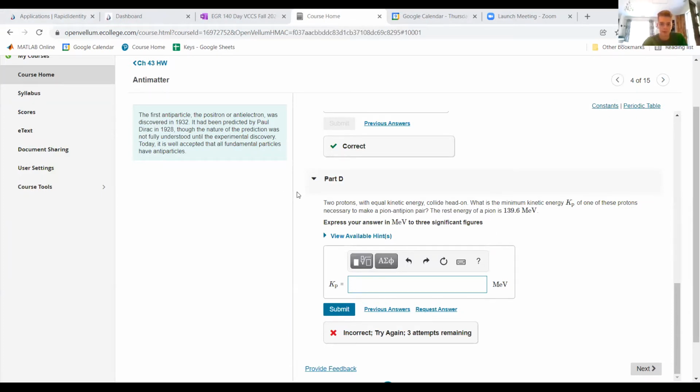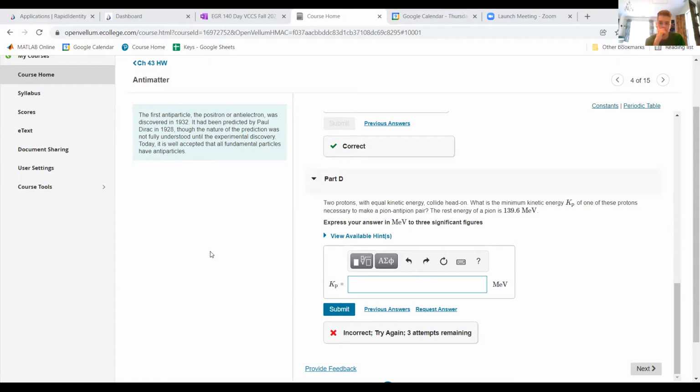The first antiparticle, the positron or anti-electron, was discovered in 1938. It had been predicted by Paul Dirac in 1928. Though the nature of the prediction was not fully understood until the experimental discovery, today it is well accepted that all fundamental particles have antiparticles. That's correct.